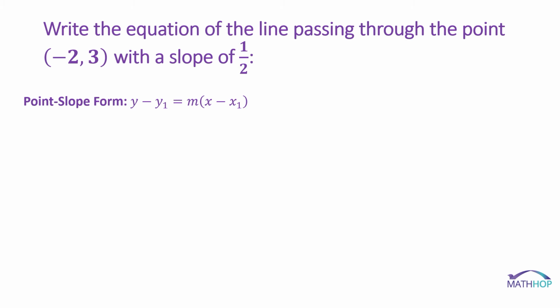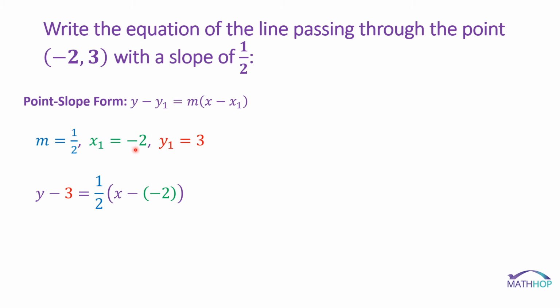Let's label everything, shall we? We know m is 1/2. We know x1 is the x coordinate of the point we're dealing with, which is negative 2. And y1 is the y coordinate of the point we're dealing with, which is 3. Let's plug everything in. y minus 3 equals 1/2 times the quantity x minus negative 2.